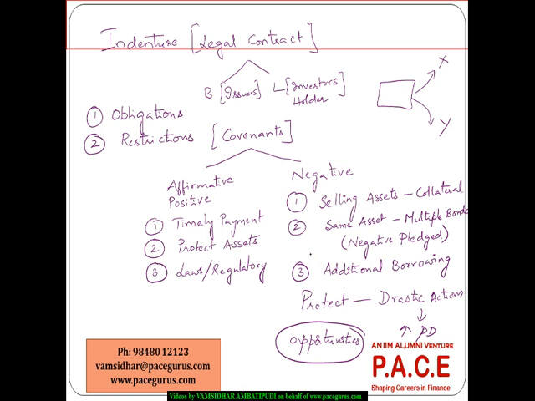So the indenture should deal with the positive and negative covenants in such a way that they protect the interests of the bond investors, but at the same time provide the opportunity for the company to take advantage of the various opportunities that come its way and become more and more profitable in the process.